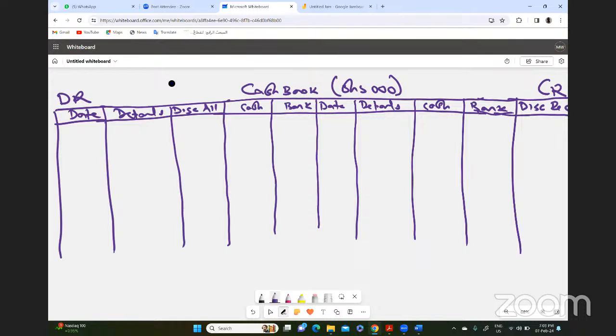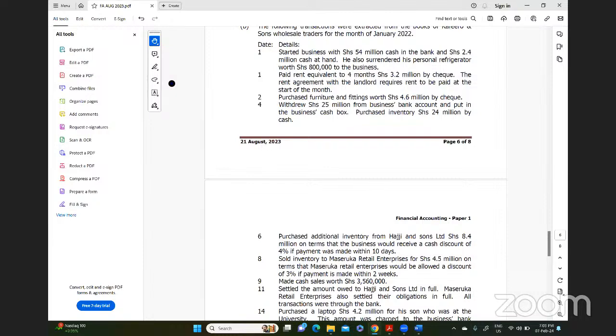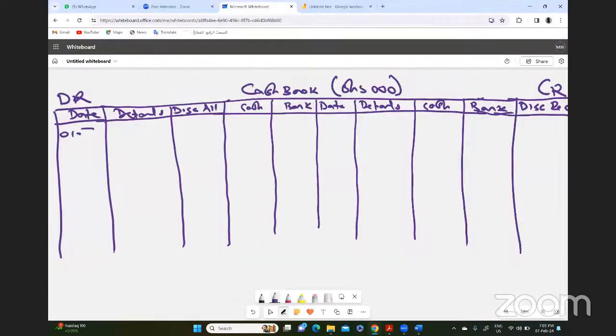Okay, so what is our date? This is 1st of January. 1st of January, I'm going to debit. I'm debiting my asset, I'm debiting my cash, and I'm debiting my bank. Are we together? So on the debit side, cash is going to receive something and bank is going to what?